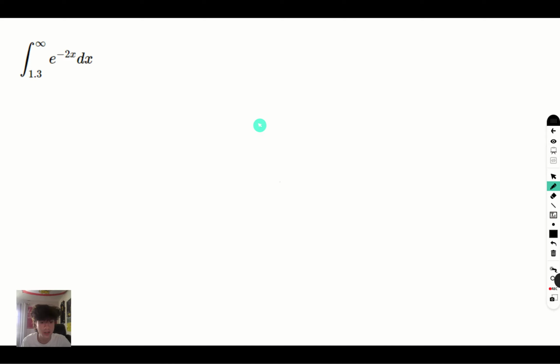Today we're taking a look at improper integrals and how to solve them. Let's get straight into it. Here we have the integral from 1.3 to infinity of e to the negative 2x dx.